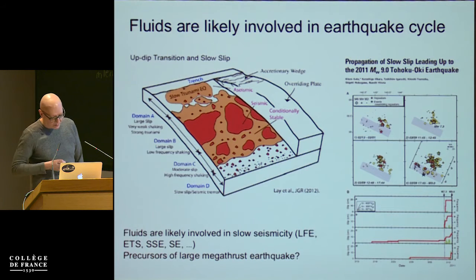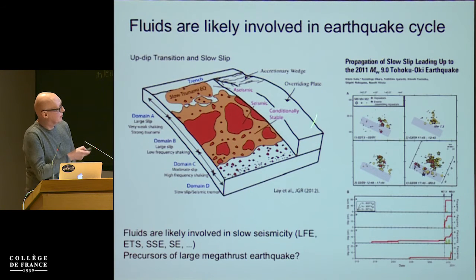I won't comment too much on this plot because these are not my figures, but this is an example of people observing low frequency earthquakes or episodic tremor and slip before the large Tohoku-Oki earthquake in 2011.